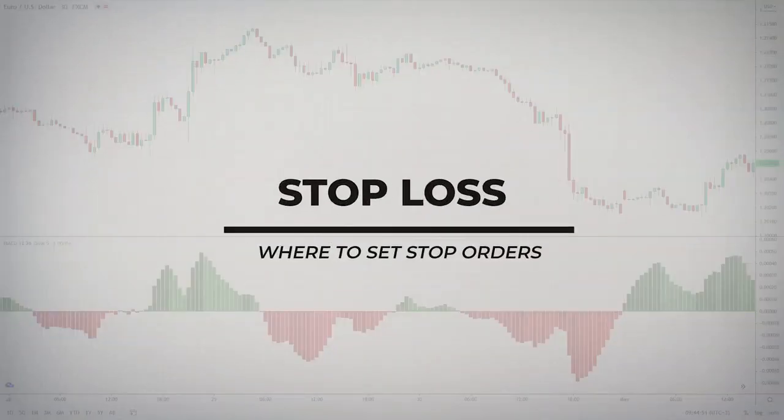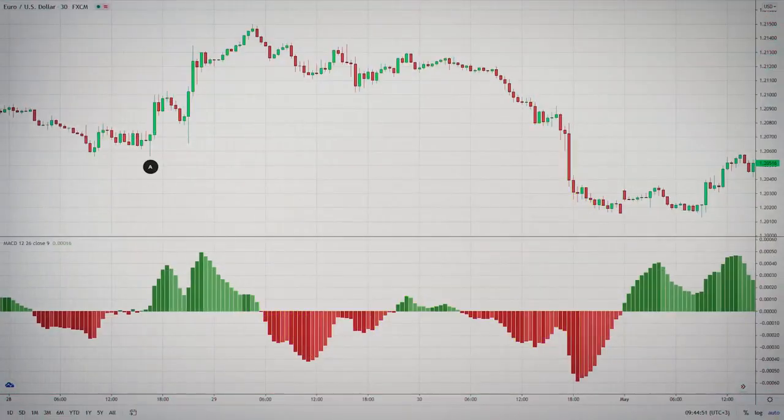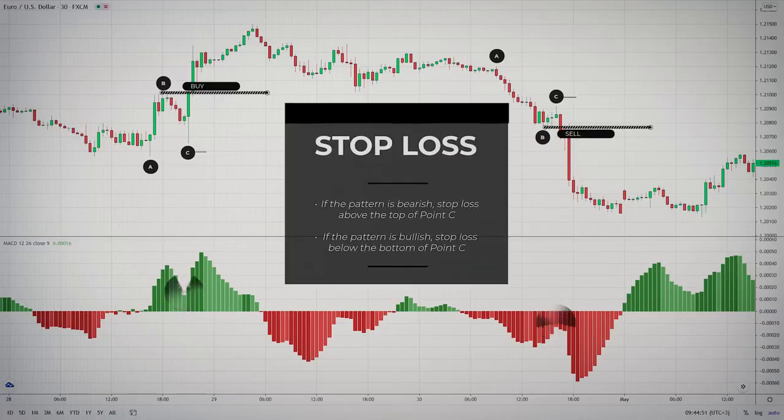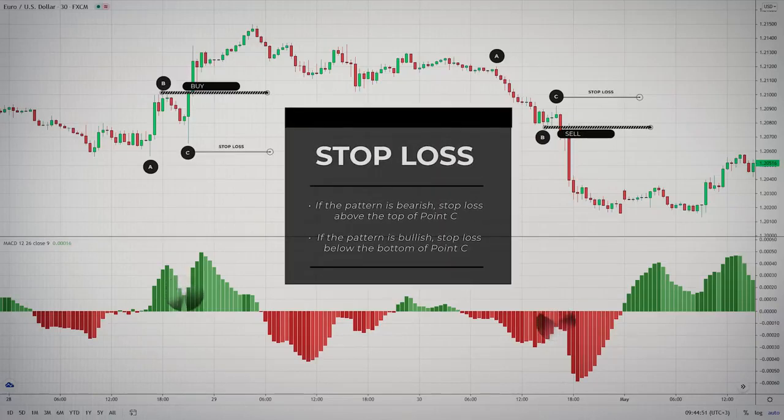Your stop-loss order should be placed in the area of point C. Sometimes, volatile market conditions can push the price to go beyond point C for a short period. Then, the price will return and reverse again. You don't want to get your stop activated in this way. That's why the smarter approach here is to put your stop slightly beyond that level. If the pattern is bearish, the stop loss should go above the top of point C. If the pattern is bullish, then you should place the stop loss below the bottom of point C.